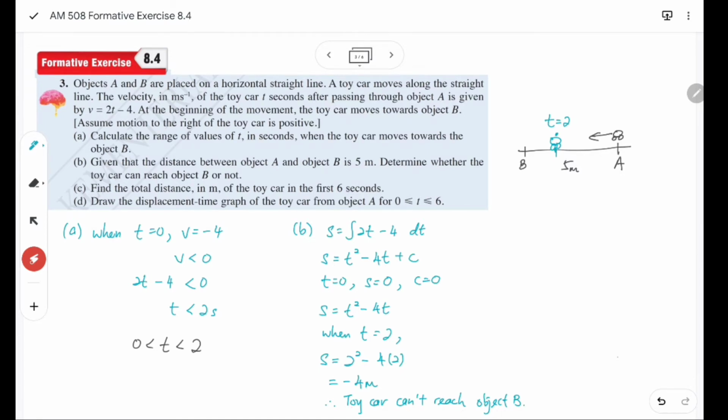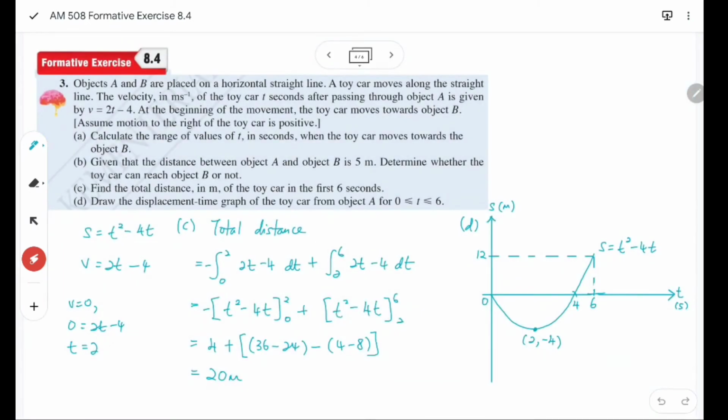C. Find the total distance in meters of the toy car in the first 6 seconds. If we are asked to find the total distance, we know that the car from 0 to 2 seconds moved to the left, and it stopped when t equals 2. When v equals 0, we get t equals 2. It stopped when t equals 2, and it will turn direction towards the right.